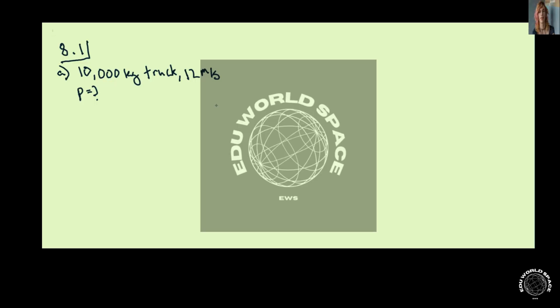Problem 8.1, we have a 10,000 kilogram truck which is moving at 12 meters per second, and the first thing we're asked about is what is the momentum of this. And so we know that the magnitude of the momentum is the mass times the speed. And so this works out to be 120,000 kilogram meters per second.